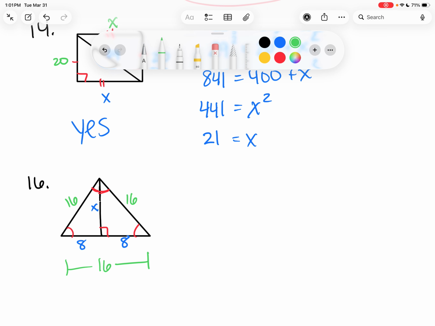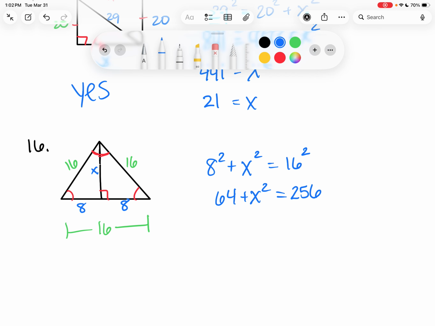Now I can go to the smaller triangle and I can solve for x. So how do I set this one up? 8 squared plus x squared equals 16 squared. 8 squared is 64. 64 plus x squared is equal to 16 squared, which is 256. Subtract 64: 192. x equals the square root of 192.